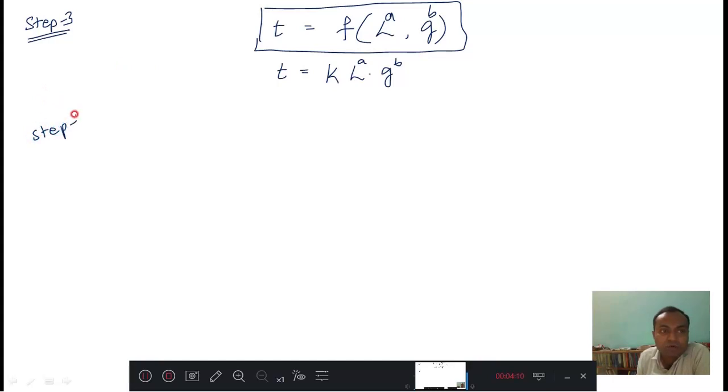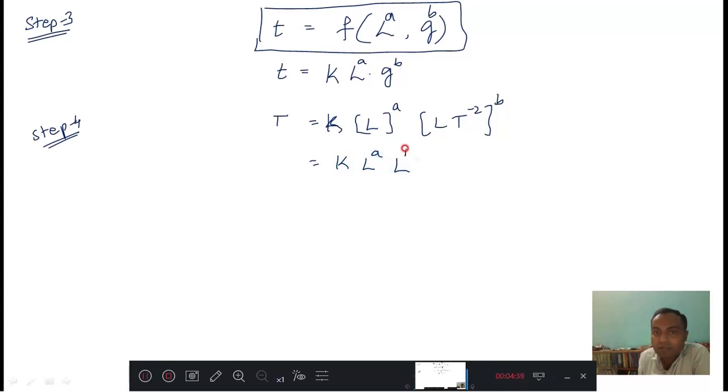Now step 4 is I have to write the dimensions of this. T dimension is capital T, and this K dimension it won't have because it's a constant, and L dimension is capital L to the power A, and G dimension is L T raised to minus 2 to the power B. In this problem I will solve it very clearly. K, L raised to A, and L raised to B, and T raised to minus 2B. And here T is there. This is what we have done, and now we need to go to step 5.